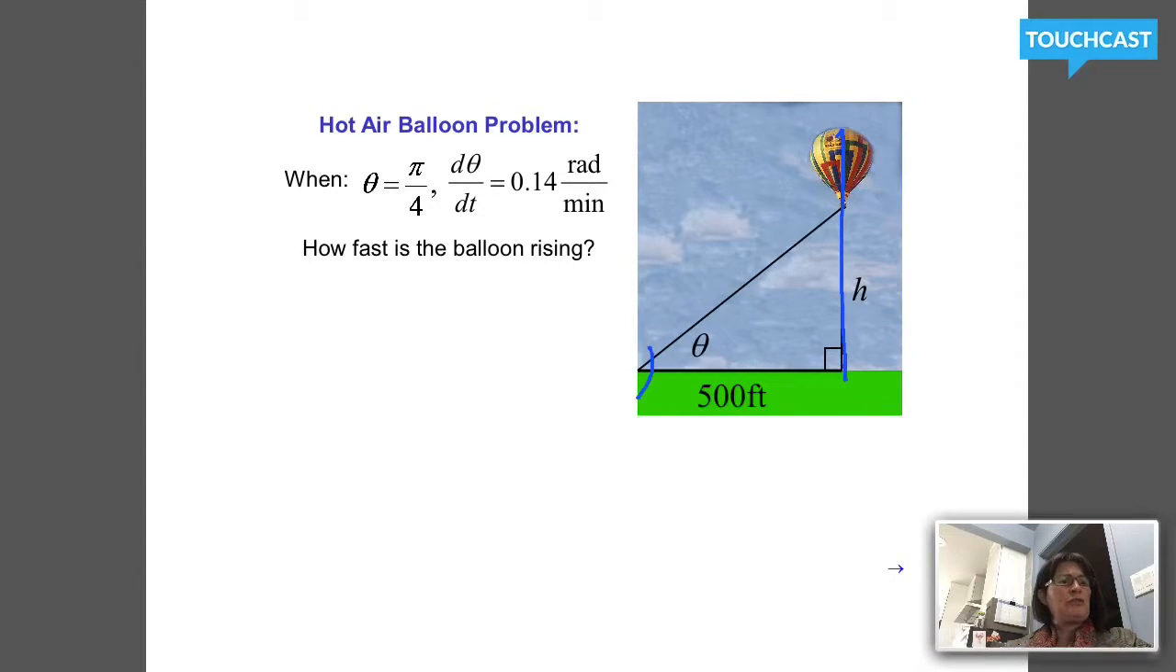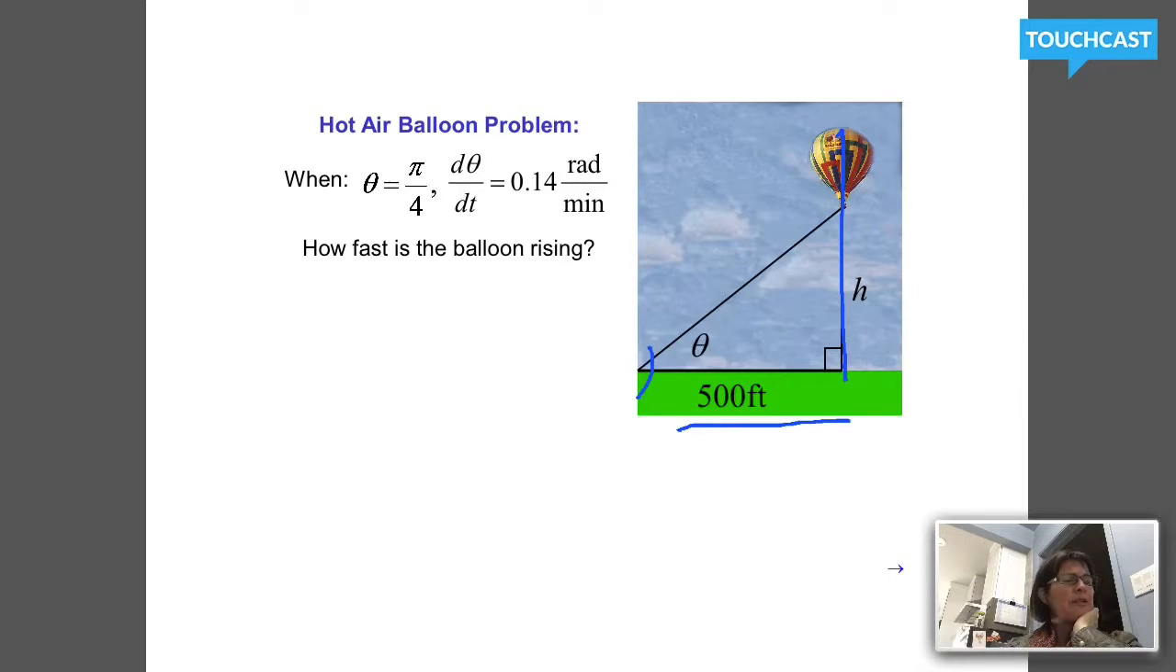So here's what we know so far. We know that the rate of change of that angle with respect to time is 0.14 radians per minute. And we've been asked, how fast is the balloon rising? This distance across here is 500 feet. The height of the balloon is changing, and the angle that the balloon makes with the ground is changing. But we know the rate at which that angle is changing.